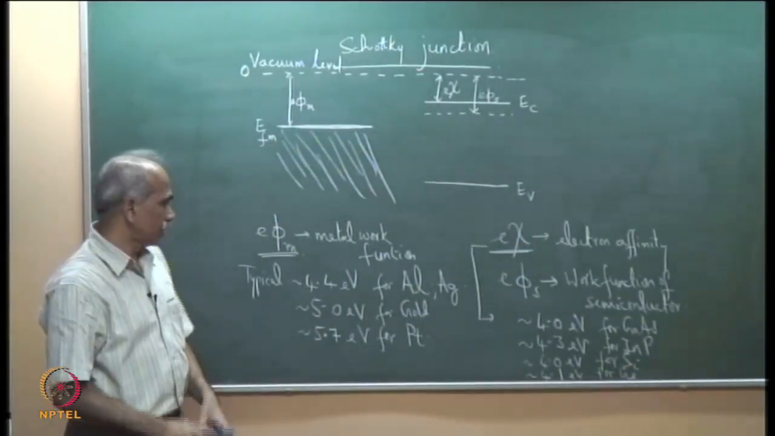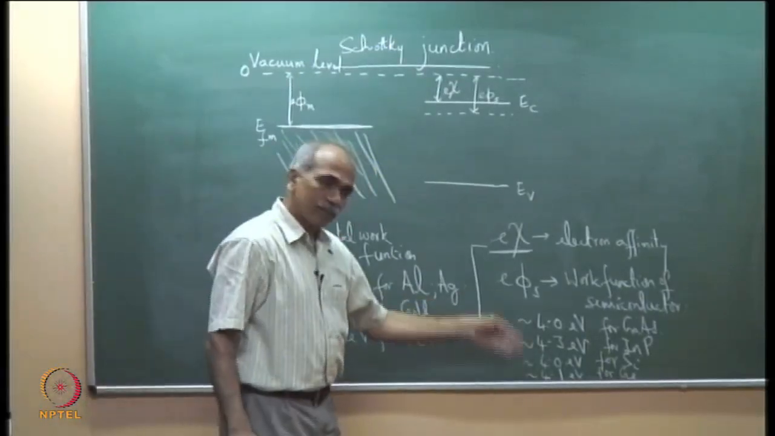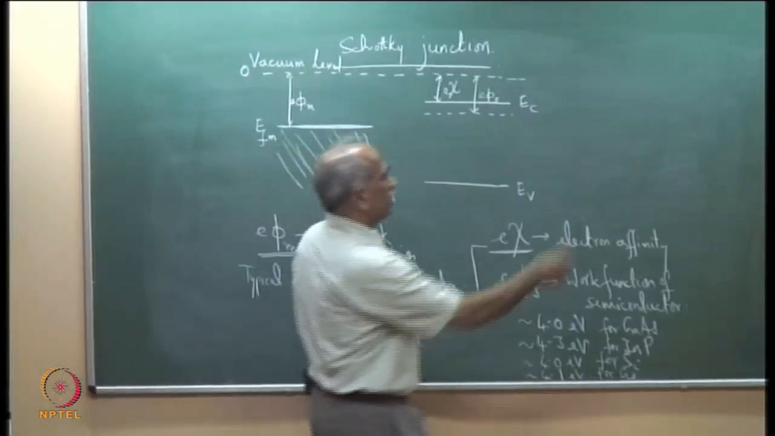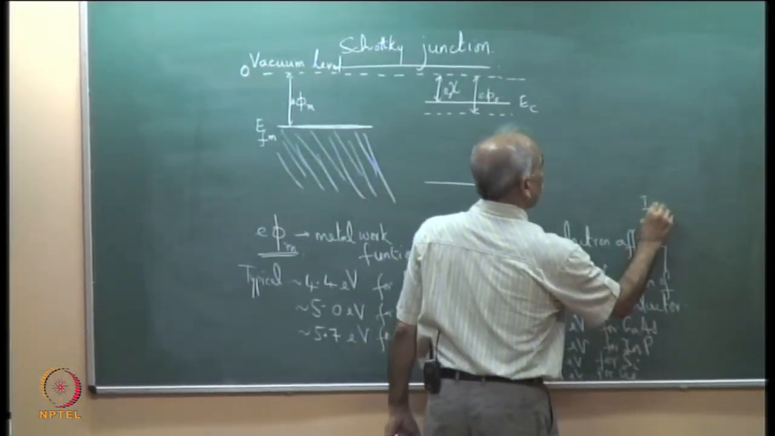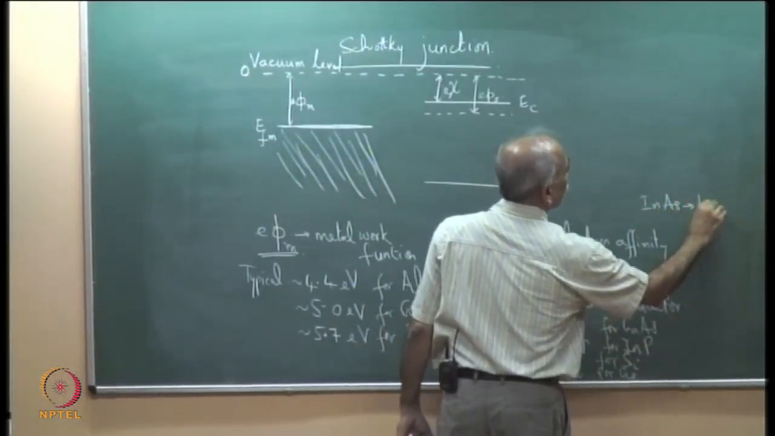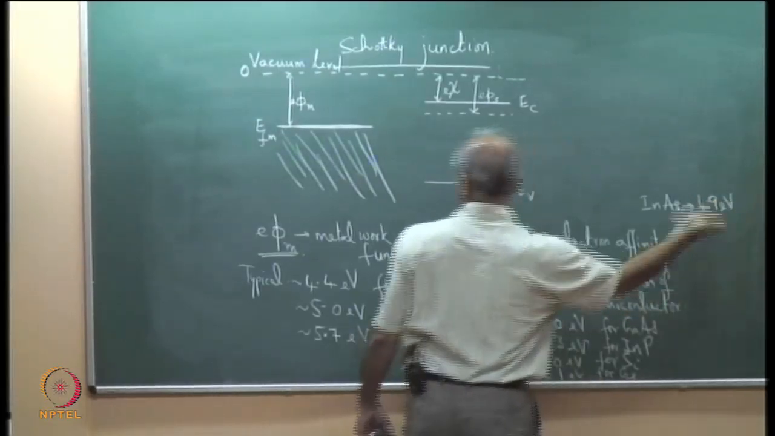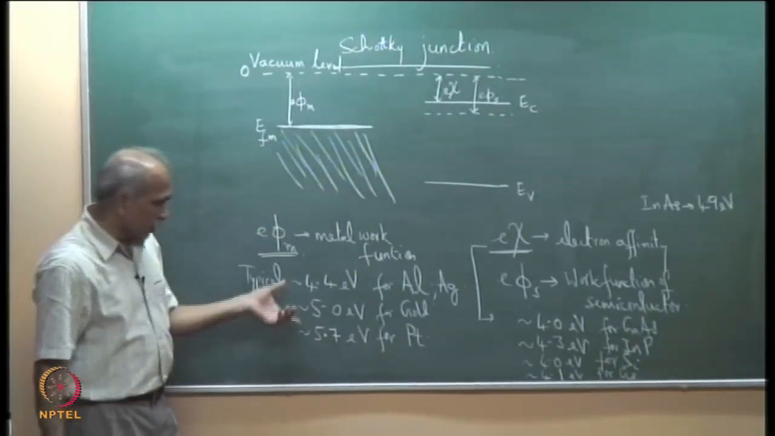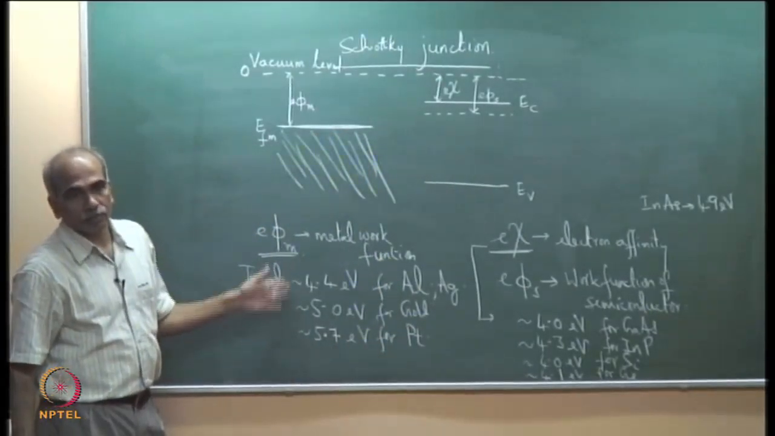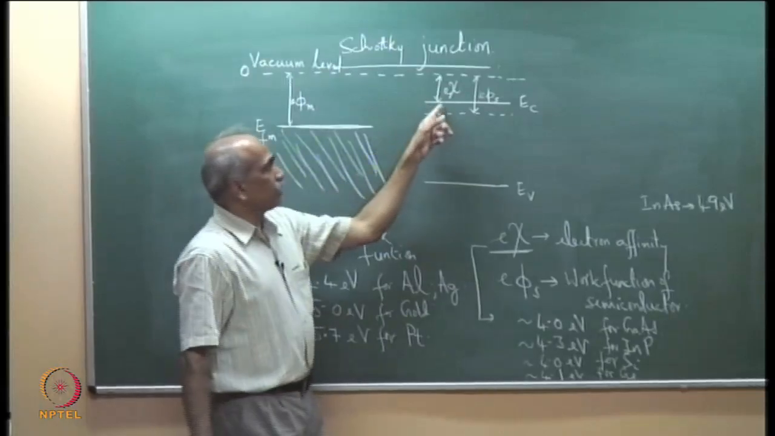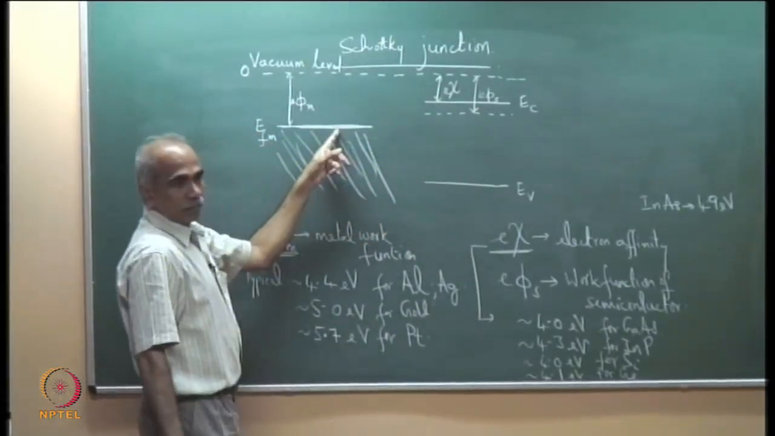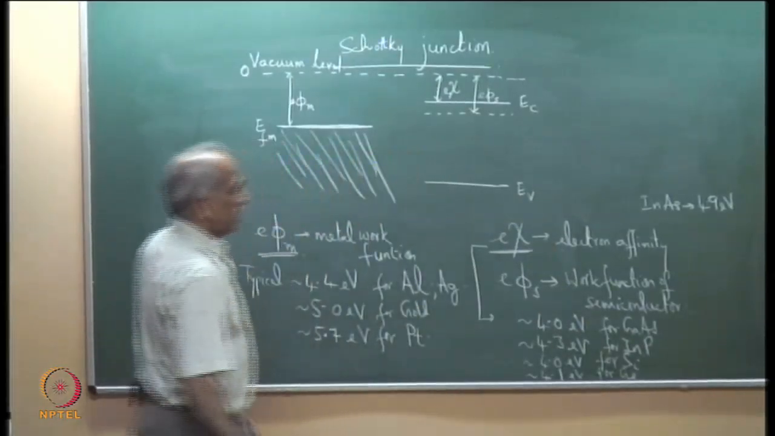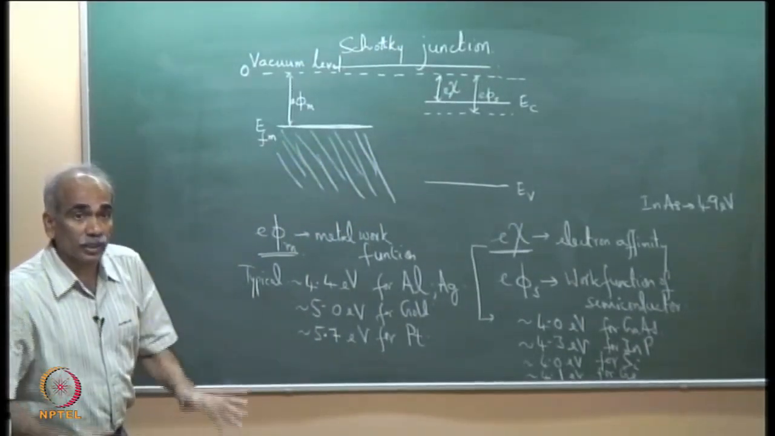Typical numbers. So what you see is, in general, there are some materials, for example, indium arsenide, this has 4.9 eV, closer to metals. But in general what you see is chi is smaller compared to the metal work function. That is why I have shown this above this level in general, but there are some variations and we will see its implications. What are its implications?